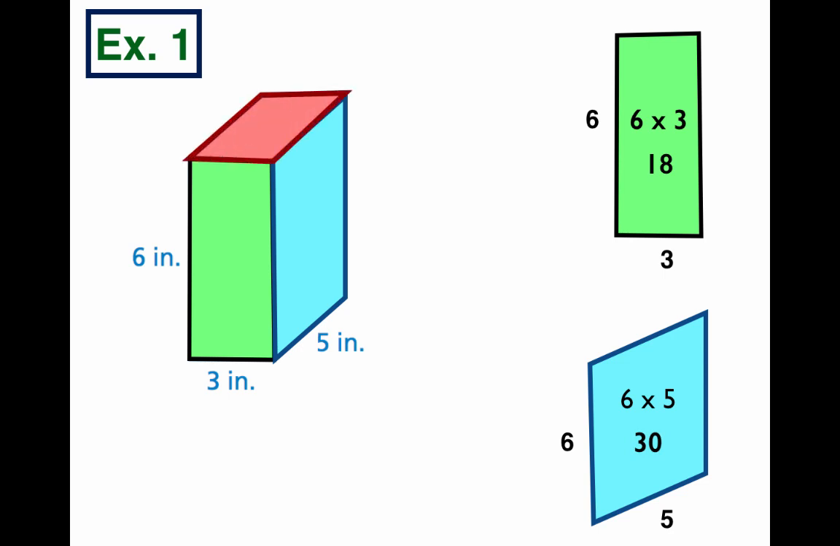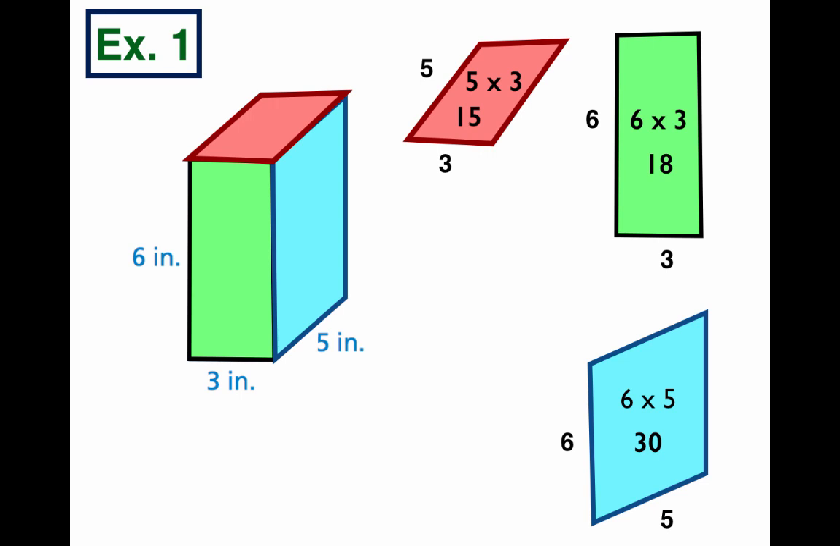Now let's move on to the top part of our object. The top looks like this, another rectangle. What are the dimensions, the measurements of that rectangle? Well, it looks like it's a 3 by 5 or a 5 by 3, which means the area is 5 times 3, which is 15.